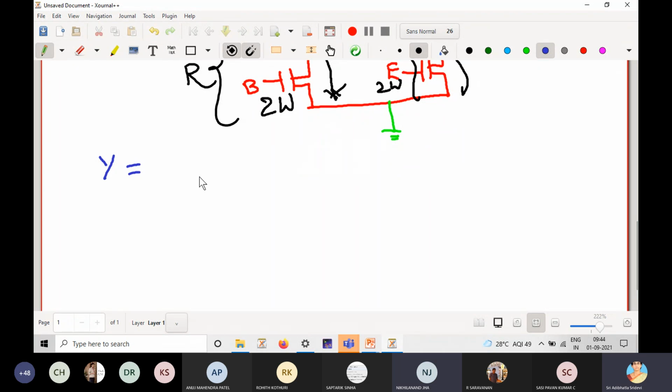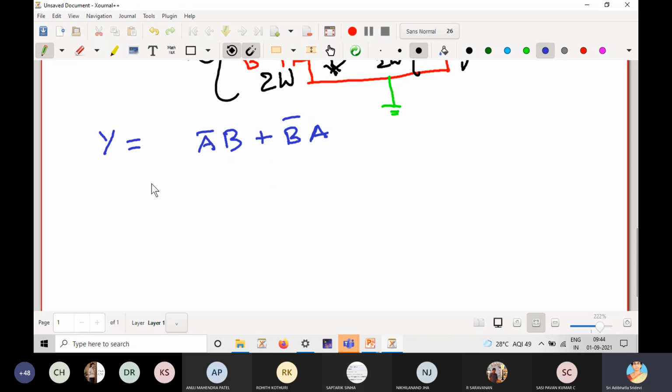Ma'am, A bar B plus A B bar plus... No, no. It doesn't matter whether we have a bar or not, because what makes the difference between A and A bar in the expression? We just use another inverter, right? Does it make any change in the sizing? No, ma'am, no change. Anyhow, I'll take whatever you give. A bar B plus B bar A. Okay, A bar B plus B bar A.